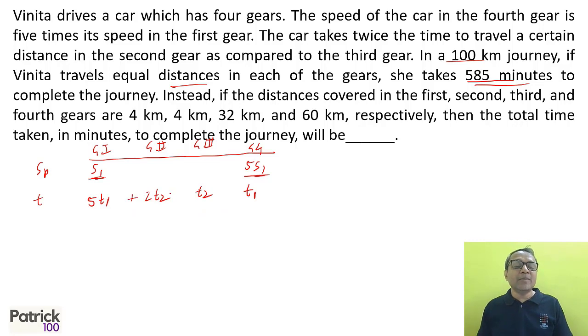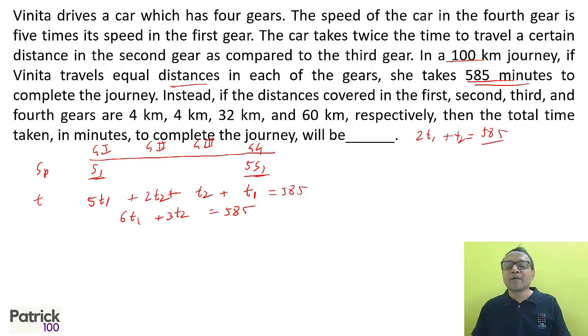The total time taken by the full thing is 585 minutes. Add it up, you get 6T1 plus 3T2 is equal to 585. From that, 2T1 plus T2 will be 585 upon 3. So technically you need to be decent at calculations. It goes in 3: 195. So 2T1 plus T2 is 195.